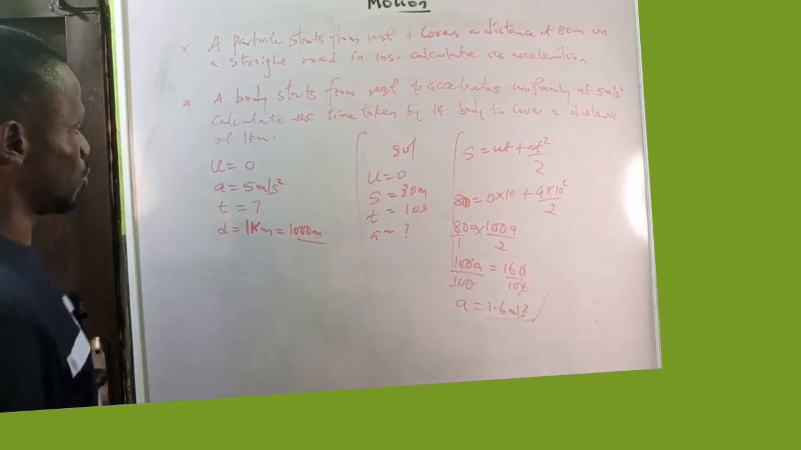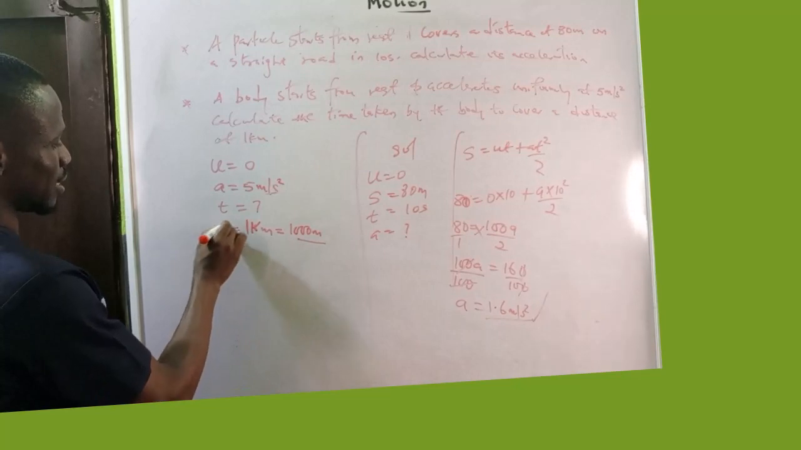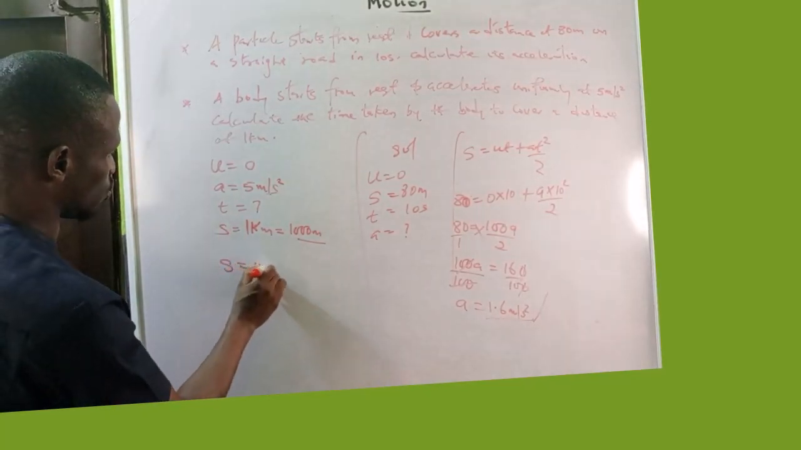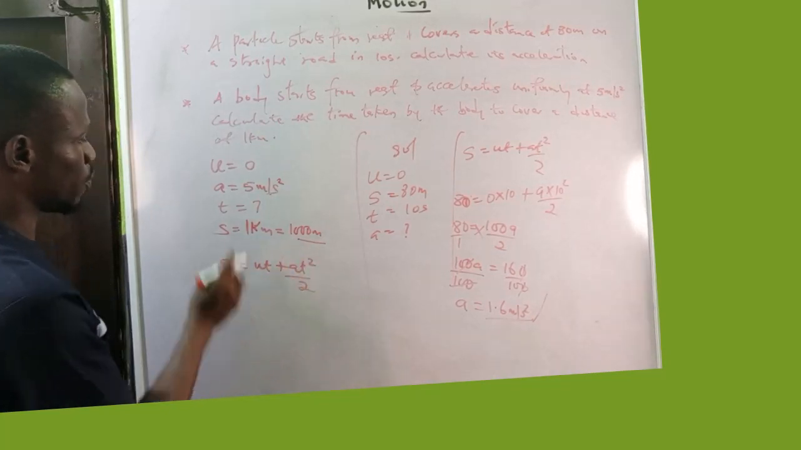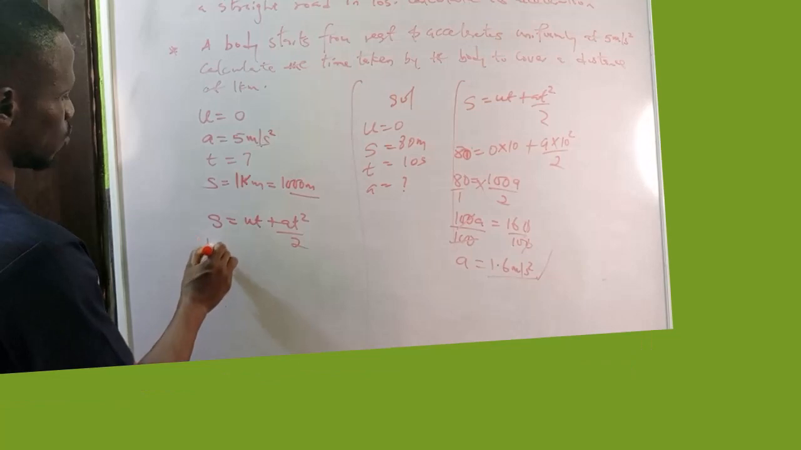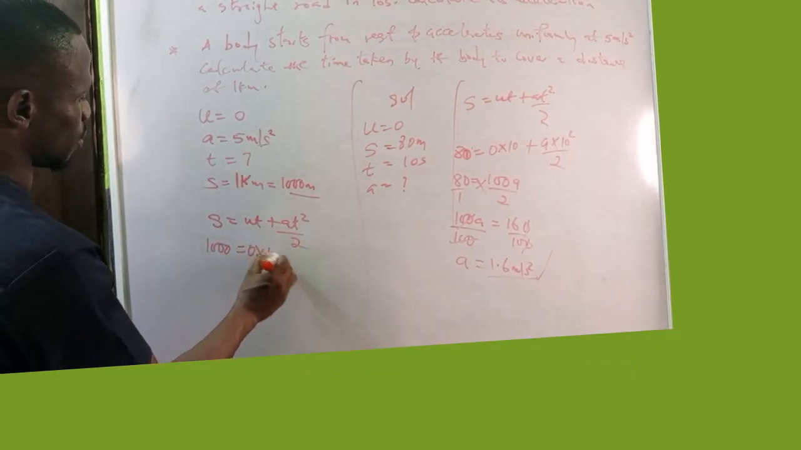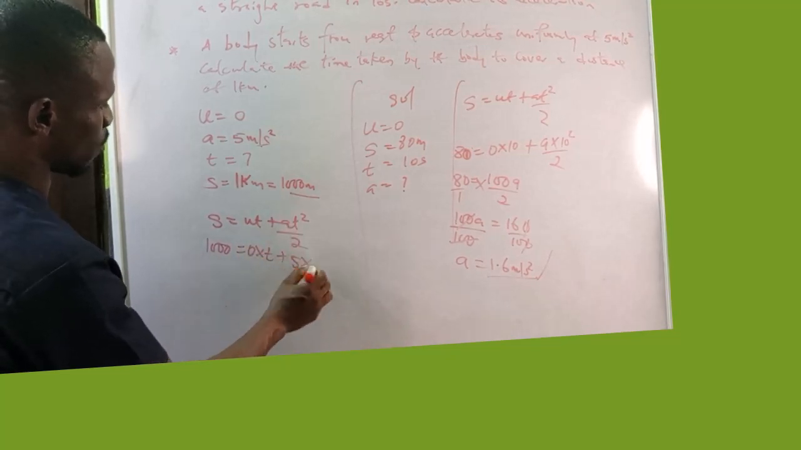1000 meter. I believe you know that. So that is the distance. Distance is s. Let me use the symbol s so that you remember that s is equal to ut plus at square over 2. This will still work. What is s? S is 1000. What is u? 0. What is the time? That is what we are looking for. Plus, what is the acceleration? 5.